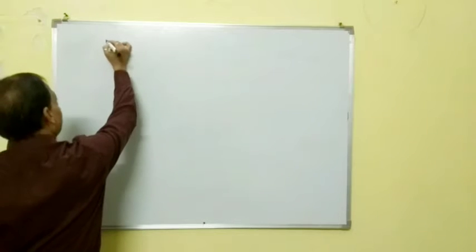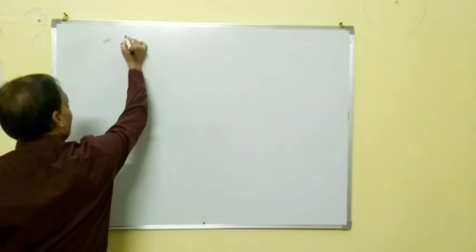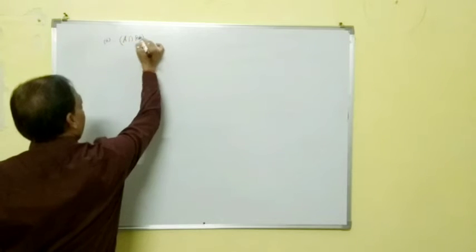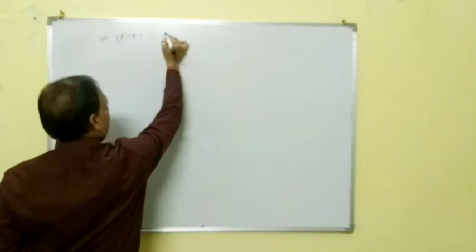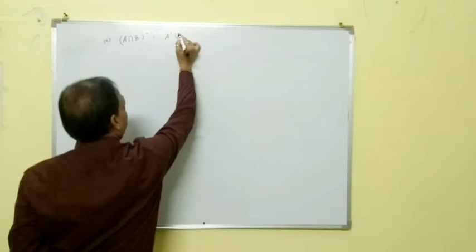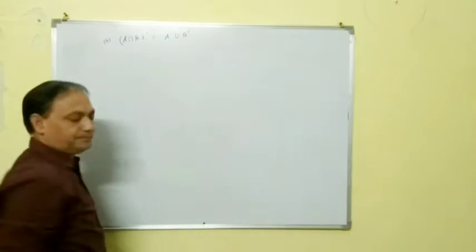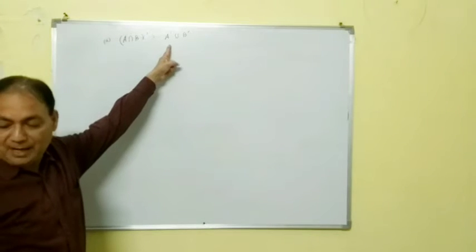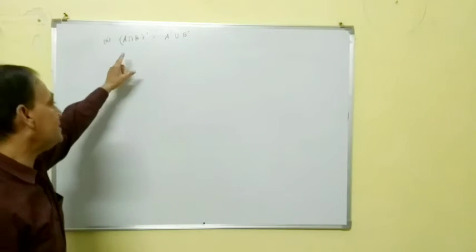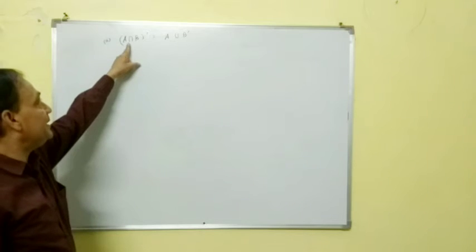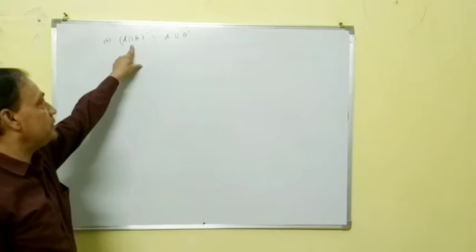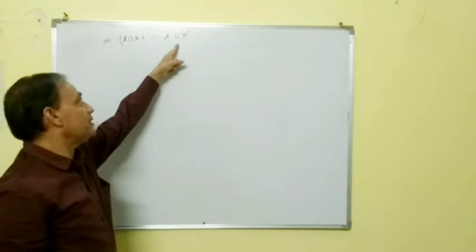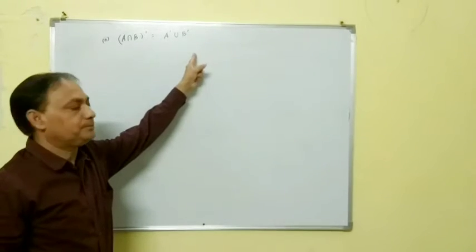Second rule is: complement of A intersection B is equal to A complement union B complement. That is, the complement of the intersection of two sets is equal to the union of their complements.